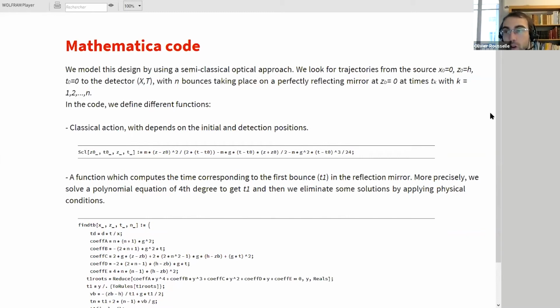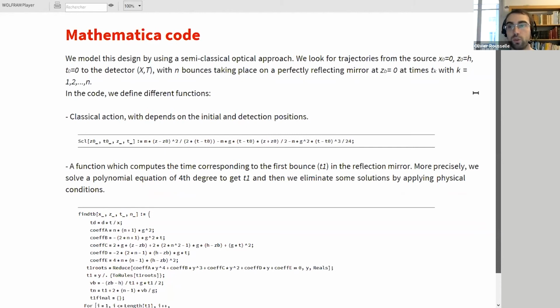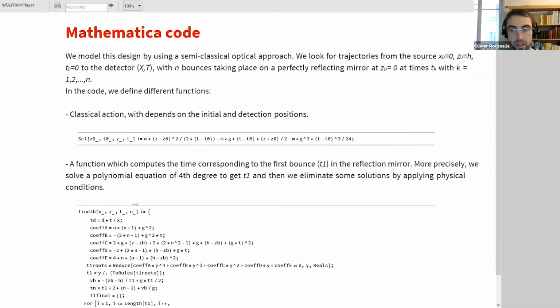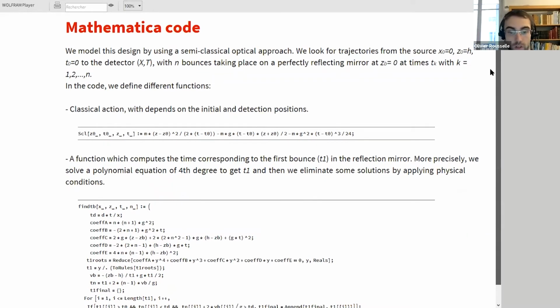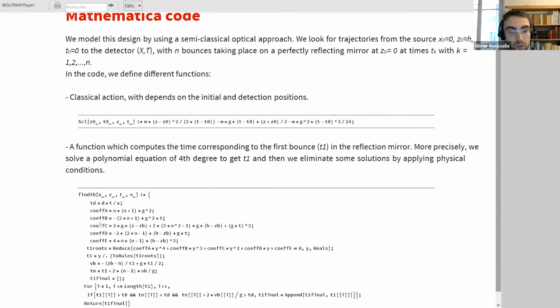First, when you have a certain detection position x, z, and t, we need to find the time of the first bounce, noted t1 here, on the reflecting mirror. This is the code implemented here. You just need to solve a third degree equation if there is one bounce, or a fourth degree equation if there are two bounces, polynomial equations. So this is the code to solve it.